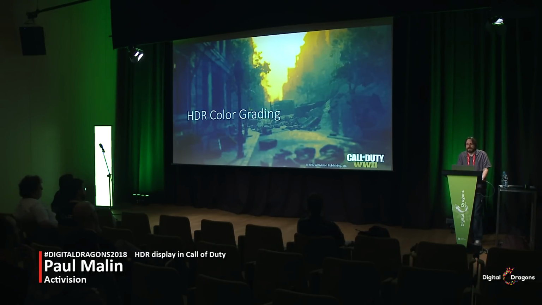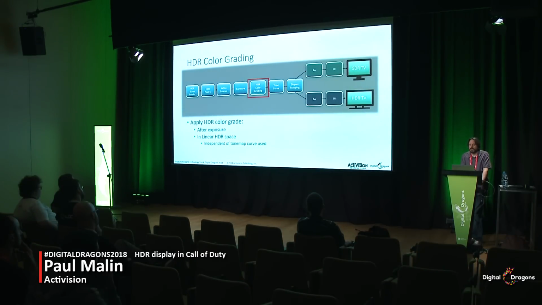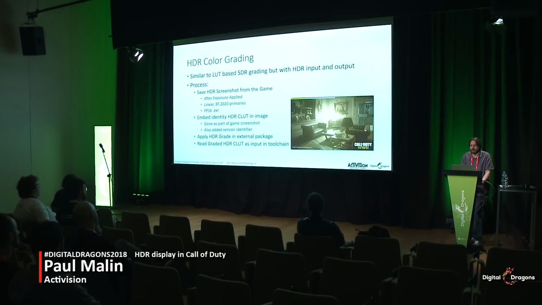So we implemented color grading in HDR for Call of Duty WWII. The color grading was applied after exposure in a linear HDR color space. The process we used was similar to SDR LUT-based color grading, but with some changes to handle HDR values. We save a floating point HDR screenshot as a .exr file from the game with just exposure applied. We then embed an identity lookup table in the image, manipulate this image in an external tool, and then use the modified lookup table from this HDR image to apply the color grading in-game.